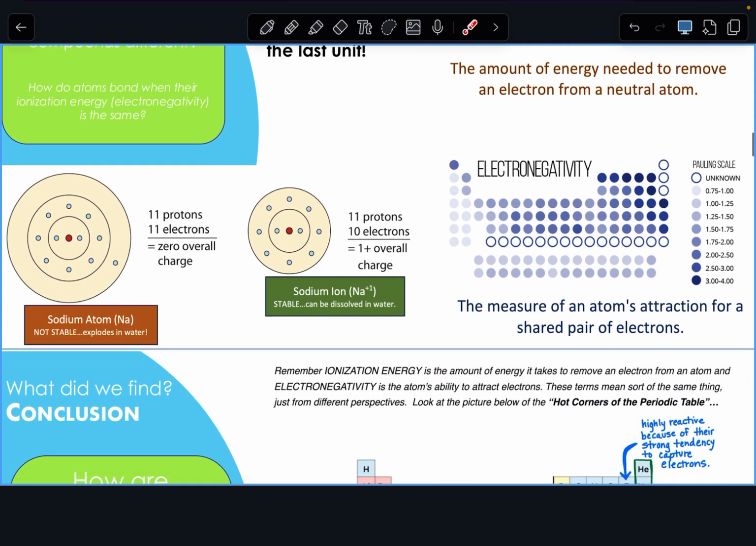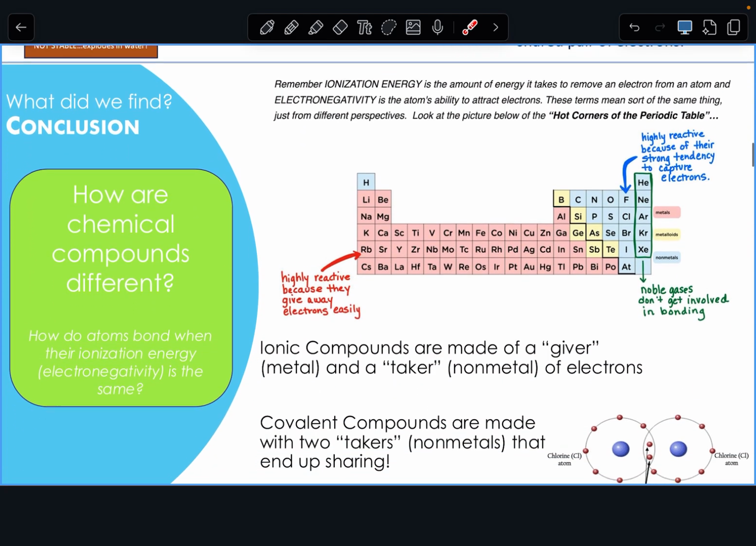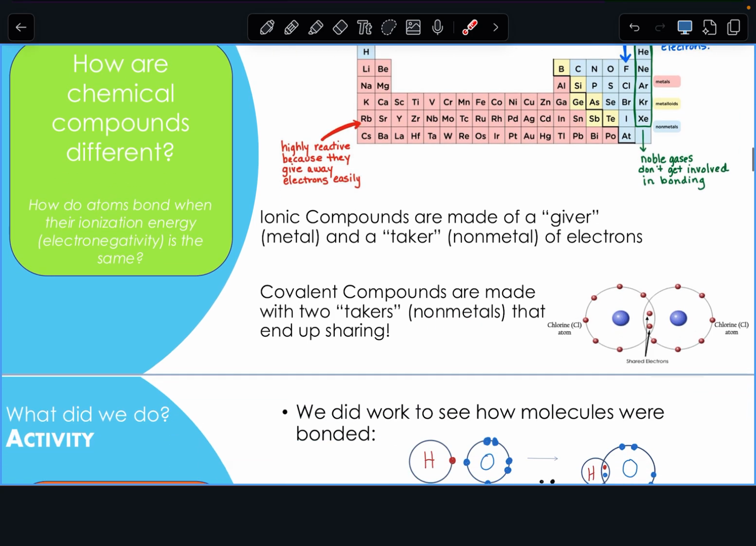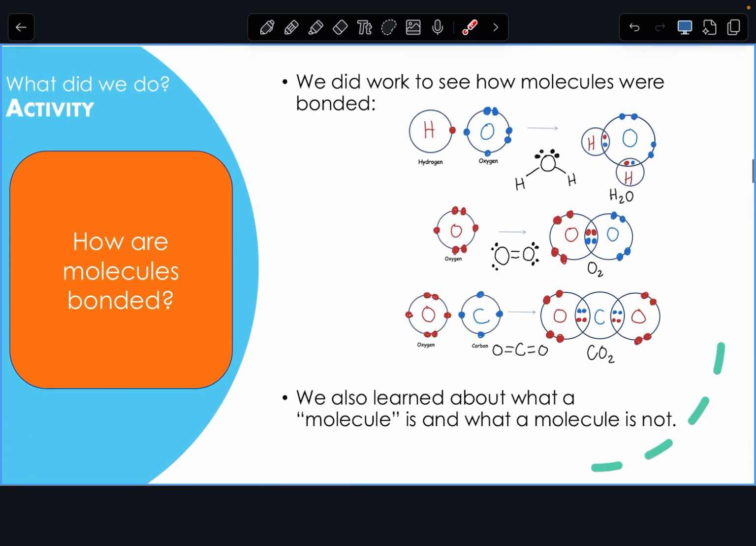But instead of having a giver and a taker, instead of having a metal and a nonmetal, we now just have nonmetals. Okay, so this entire chapter, and we don't even talk about these guys, right? Those are the noble gases. But this entire chapter is focused right here, and then this little guy over here that we don't want to forget about. So ionic compounds are made of a giver, a metal, and a taker, a nonmetal, and covalent compounds have just our takers. So what we did from there is we saw how they bonded.